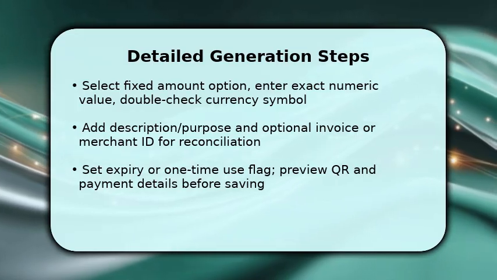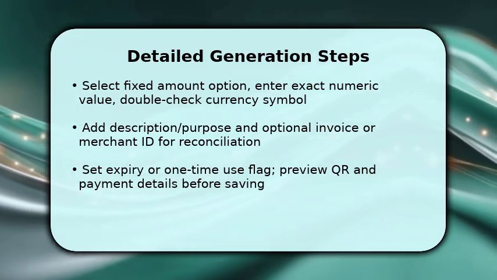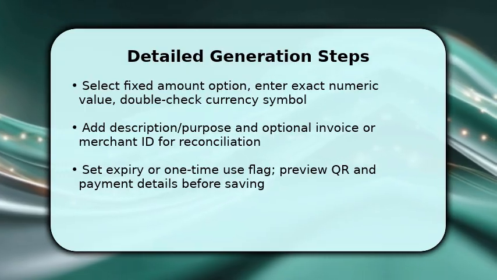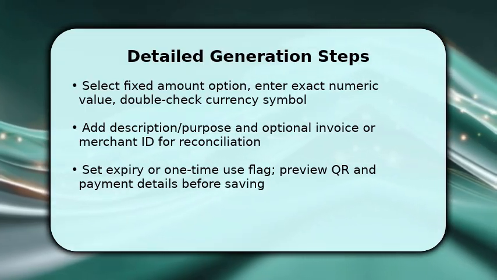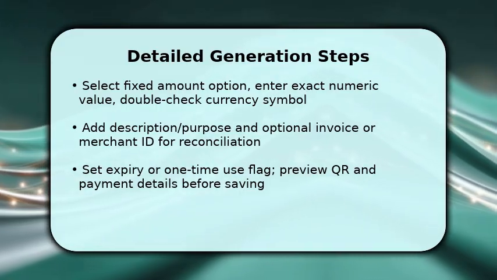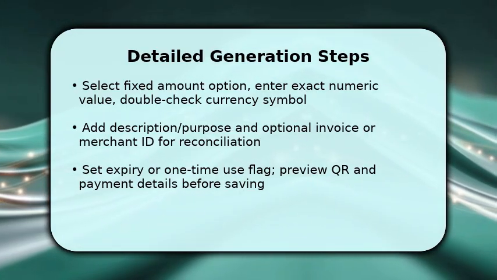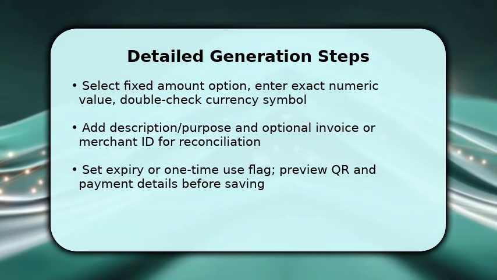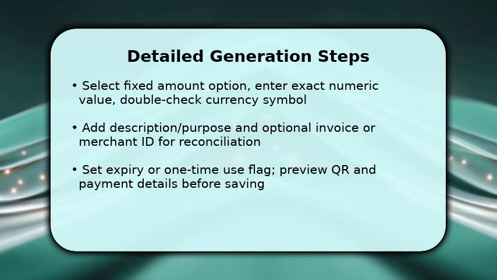Preview the generated QR thoroughly. Verify amount, merchant name, and UPI ID. Once the preview matches your intent, save the QR to gallery or share directly. Confirm that notifications and receipts are enabled, so you immediately receive payment confirmation, and finish by testing and monitoring.